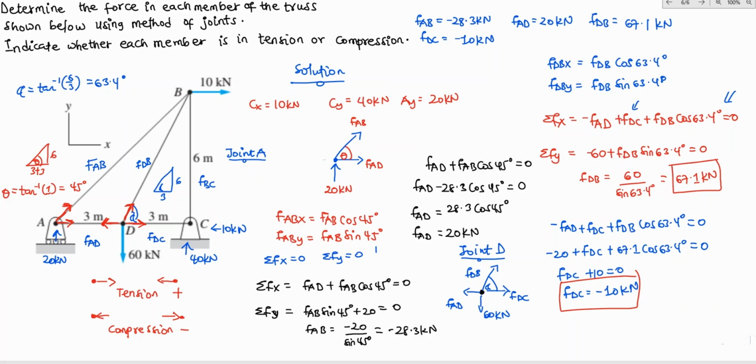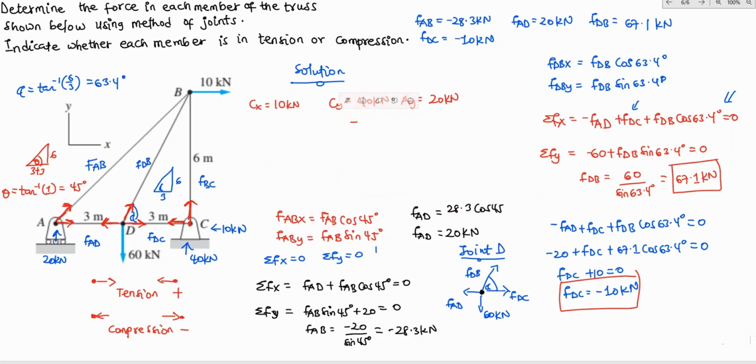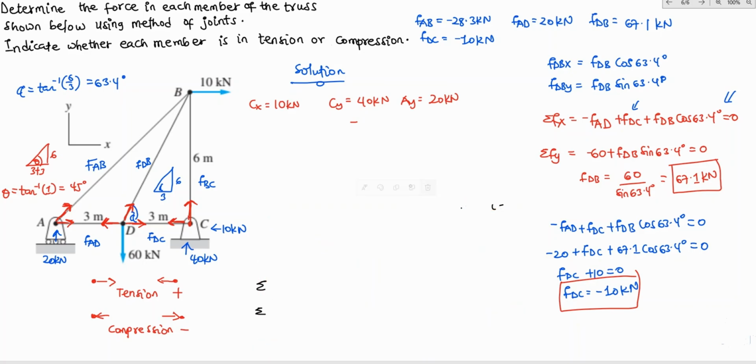To find it out, you can consider joint C. All right, so let's look at that. Considering joint C, we're going to have this direction for FDC, and then let's choose this direction for FBC. Our goal now is to find FBC. Let's go ahead and do that. Let me free up some space first. All right, so let's continue.